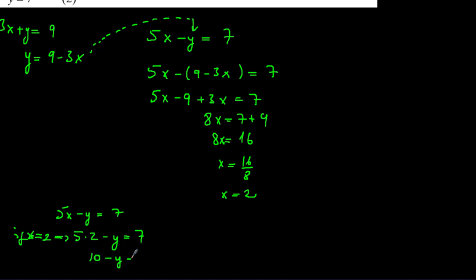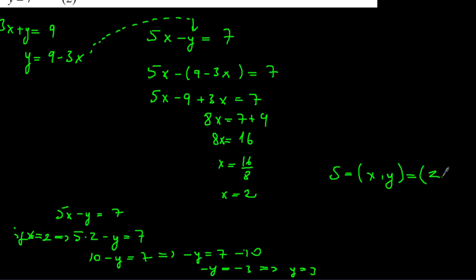10 minus y is equal to 7, and here you can send to the other side and you can use minus y is equal to 7 minus 10, which is minus y is equal to minus 3, which means that y is equal to 3, it has to be. So from this one we are understanding here x and y pairs are 2 and 3 again, like in the previous solution.